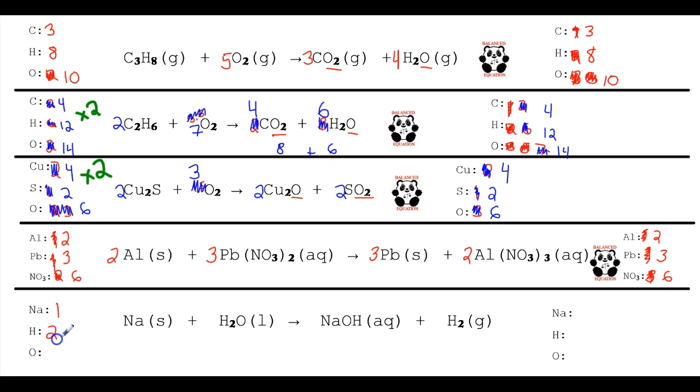balanced equation. Sodium plus water is going to make sodium hydroxide and hydrogen gas. 1, 2, 1 on the left, 1, 3, 1 on the right. Don't forget, I need to include the hydrogen here as the gas and as part of the hydroxide right there.